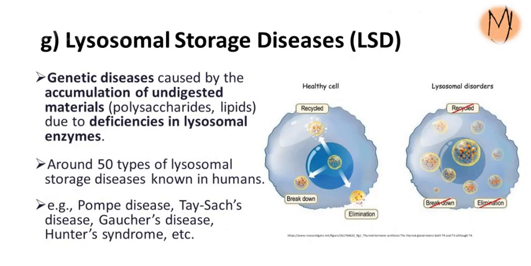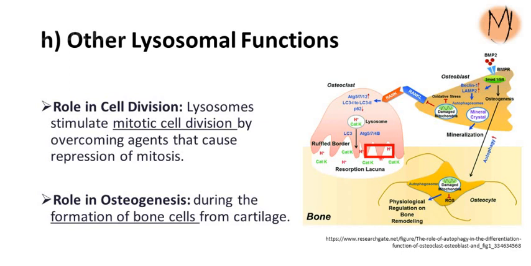Lysosomal storage diseases, or LSDs, are genetic diseases caused by the accumulation of undigested materials, polysaccharides, and lipids, due to deficiencies in lysosomal enzymes. So far, around 50 types of lysosomal storage diseases are known in humans, such as Pompe disease, Tay-Sachs disease, Gaucher's disease, Hunter's syndrome, and so on. Lysosomes play a role in cell division as well. Lysosomes stimulate mitotic cell division by overcoming agents that cause repression of mitosis. Further, they play a role during the formation of bone cells from cartilage and thus are involved in osteogenesis.